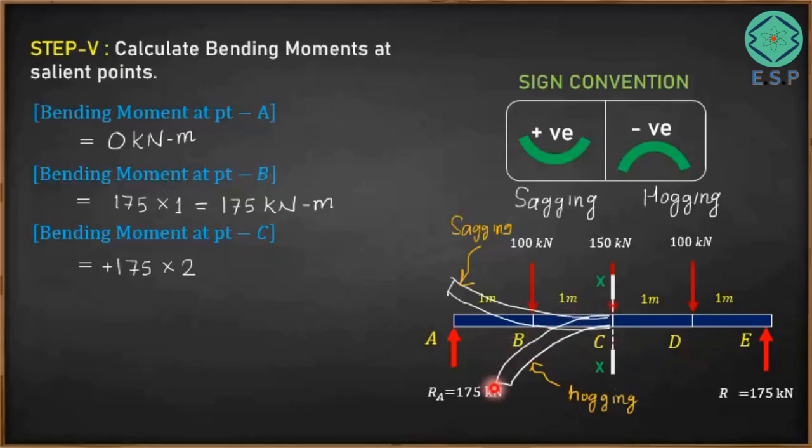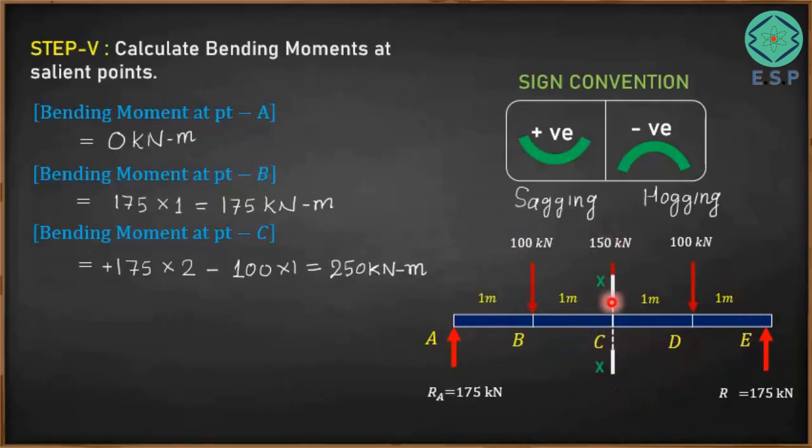And then second case, due to 100 kilonewton, there is going to be hogging of the beam, so it is going to be negative. And the force is 100 kilonewton and its distance from point C is going to be 1 meter. So minus 100 times 1 meter, and if you simplify the whole value, 175 times 2 is going to be 350 minus 100, so that is going to be 250. So it is 250 kilonewton meters. So we are getting total bending moment at point C as 250. So we got bending moment at point C also.